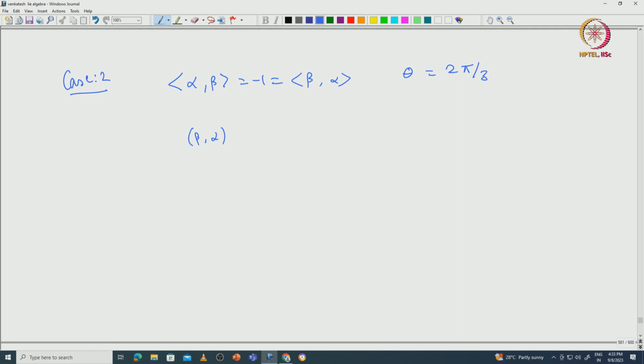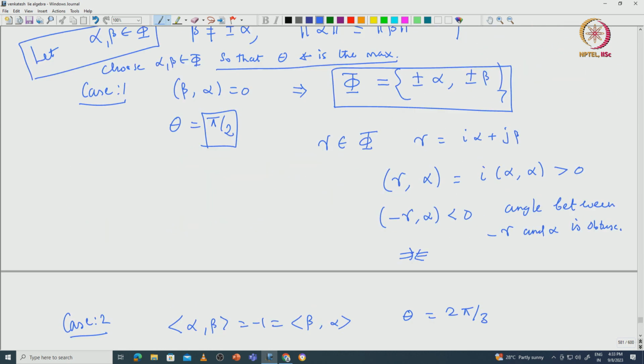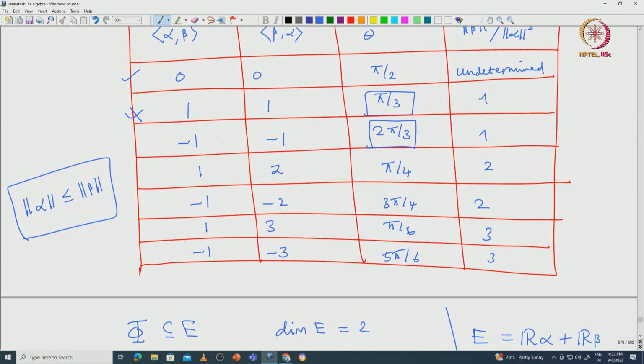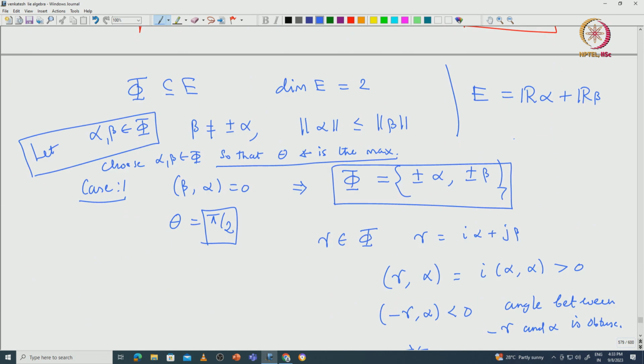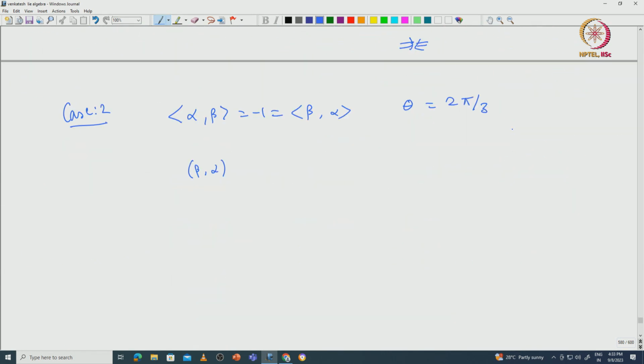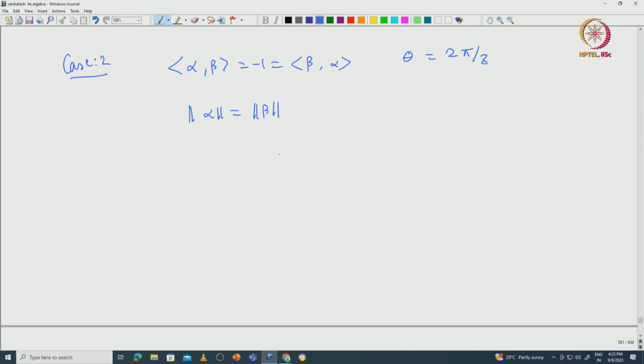So what is given in this case? So the norm of beta square divided by norm of alpha square is going to be 1. So that means the norm of beta is same as norm of alpha. So that is going to give us norm of alpha is going to be norm of beta. So since the angle alpha beta is going to be minus 1, you can see that if you take S alpha of beta, you are going to get beta plus alpha, which is going to be inside phi.